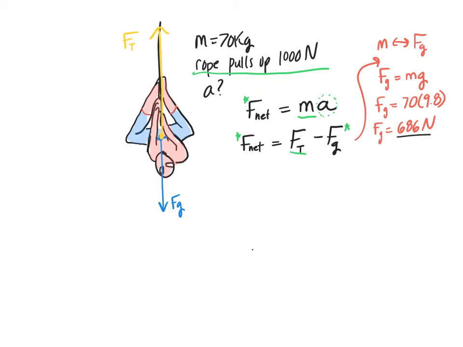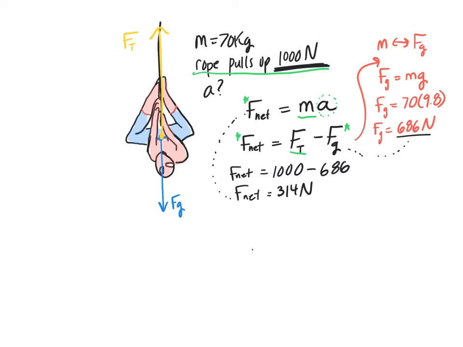Now that we have that, we can apply that back into our equation. So F net is equal to force of tension they gave us. That's how much the rope was pulling up. So that's 1,000 minus our force of gravity was 686. So the net force, the total force acting on Spider-Man is 314. So 314 newtons.